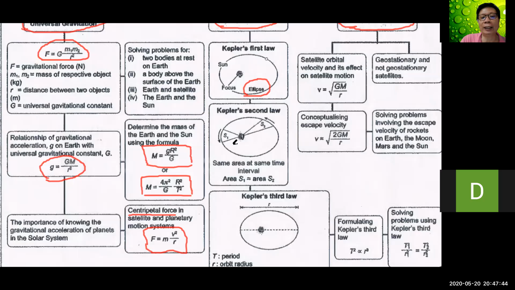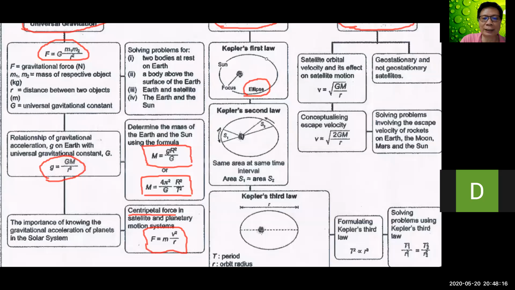Second law, what he said: this area is the same as this area. This is the sun. When a planet is orbiting the sun, you draw a line from the sun to the planet, and then you let it move the same time, from here to here and from here to here.